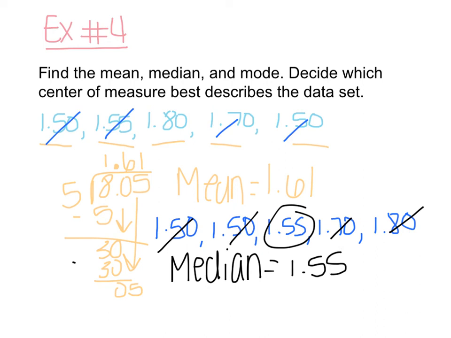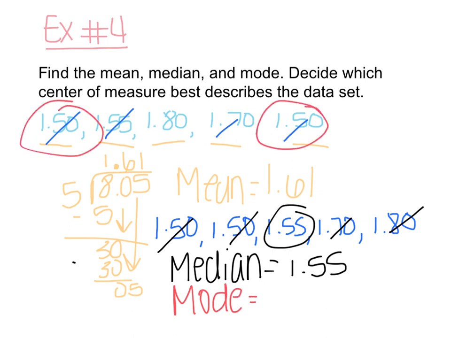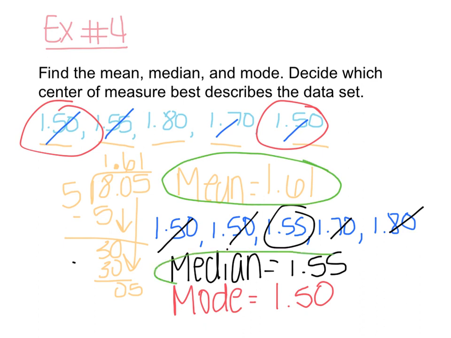And the last one is the mode, which is the number that shows up the most. And 1 and 50/100 shows up 2 times, so that is our mode. Now we have to determine which one is best. Our mean, 1 and 61/100, our median, 1 and 55/100, or the mode, 1 and 50/100.